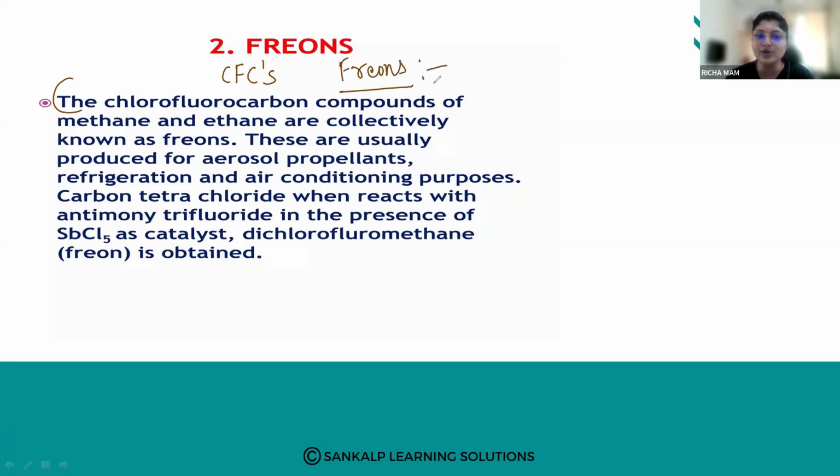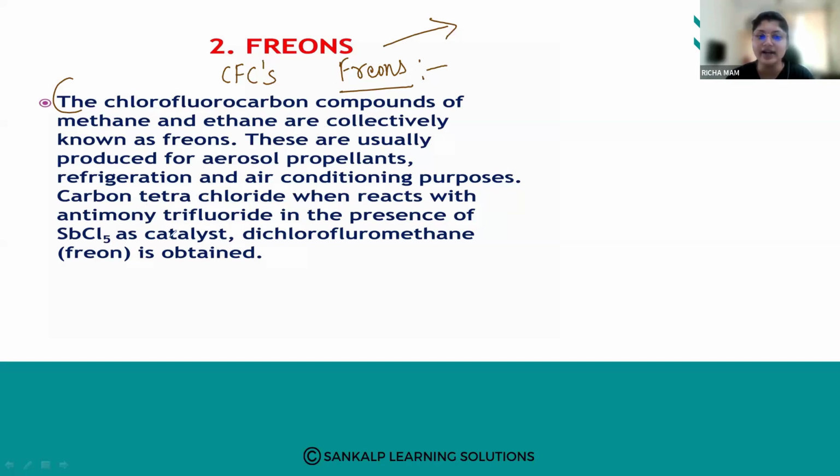These are usually produced for aerosol propellants. They are used in aerosol propellants and in refrigeration and air conditioning purposes. So freons are specially used in refrigeration, for air conditioning purposes. There we are making use of freons.